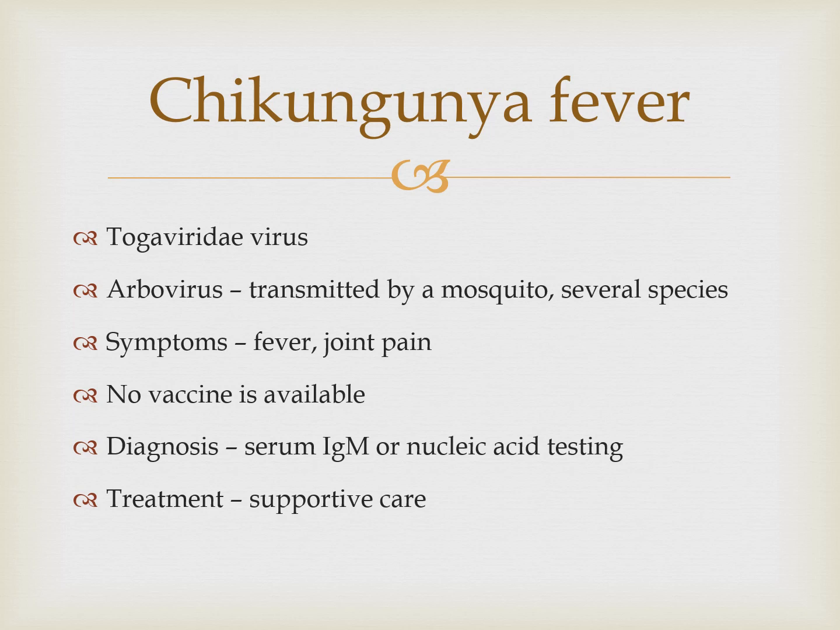This is Chikungunya fever. This is a Togaviridae virus. It is an arbovirus, so it is transmitted by yet a mosquito again. There's actually several species of mosquitoes that transmit Chikungunya virus. The symptoms would be fever and joint pain, and there's no vaccine available. The diagnosis is looking for serum IgM antibodies or some sort of molecular testing like nucleic acid testing. And the treatment, like a lot of viral diseases, is simply supportive care.